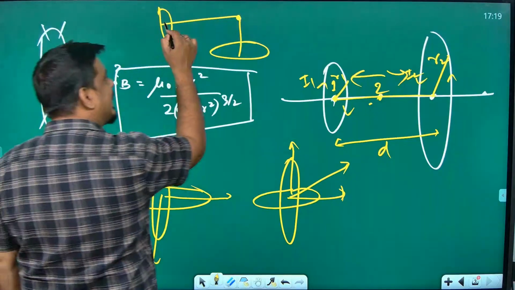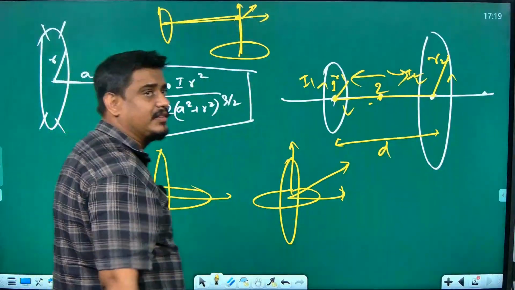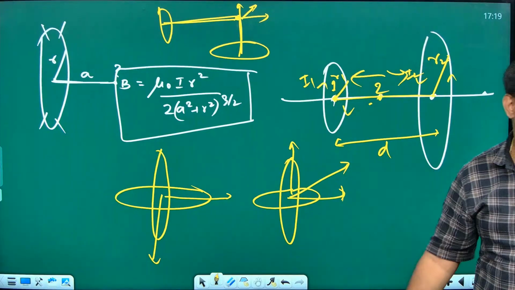So for this coil, find the axial distance. For this coil, axial distance. Find directions properly. Find the net magnetic field: B1 square plus B2 square plus 2 B1 B2 cos 90.